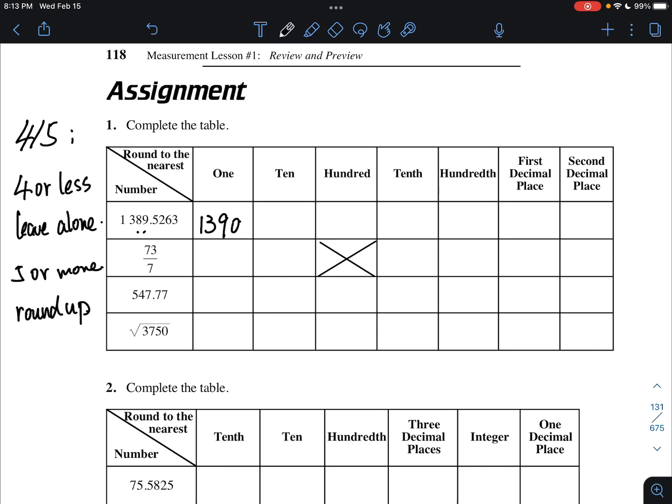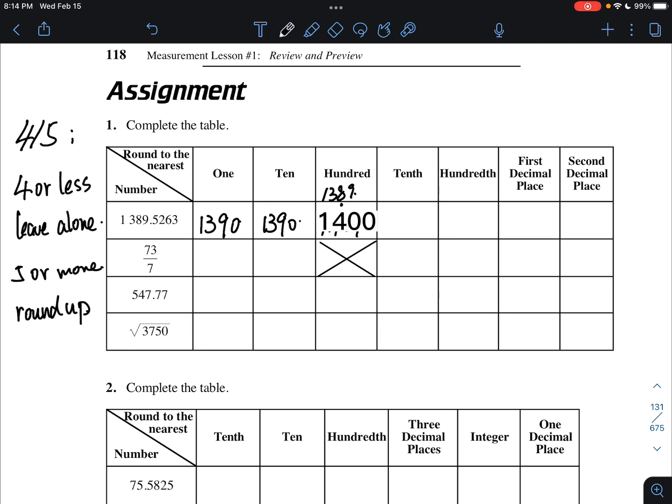For the tens, we round to 8 and then we need to decide. We need to look at 9. 9 is 5 or more, so it's 1390. And for the hundreds, for 1389, the hundreds digit is 3 and we look at 8. 8 is 5 or more, so we round up, it's 1400.